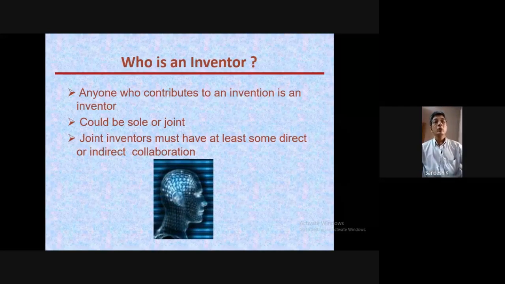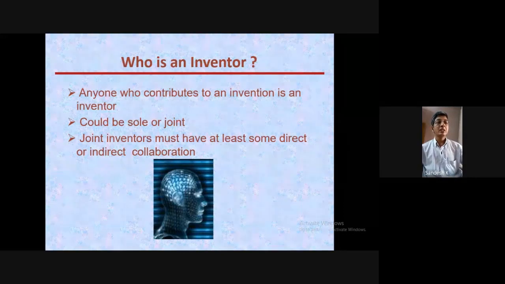So anyone who contributes to an invention is an inventor. It could be sole, 1%, 2%, 10, any number they can join. Preferably if the team is small, it's good. The larger the team, you understand the difficulties.